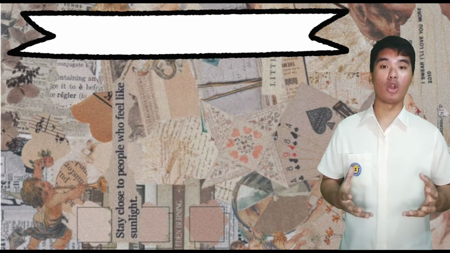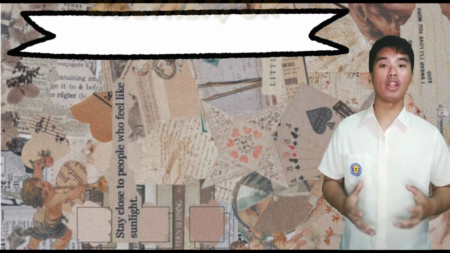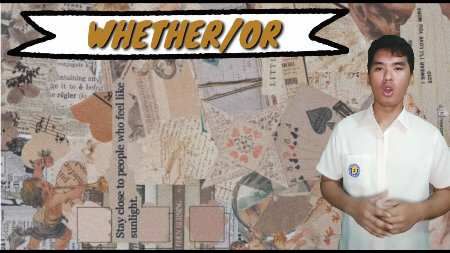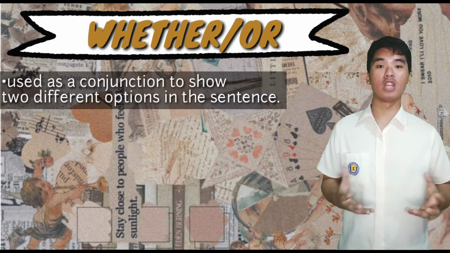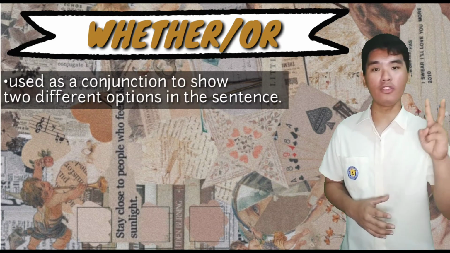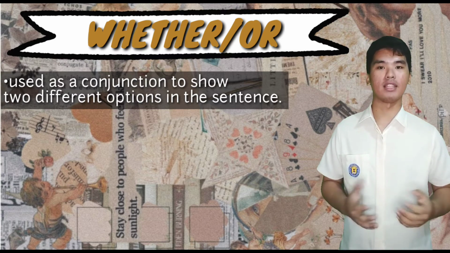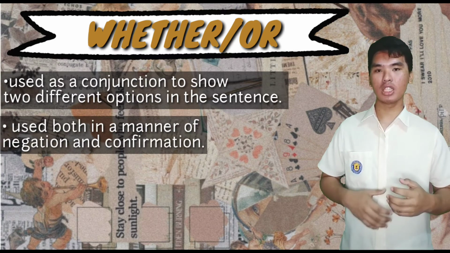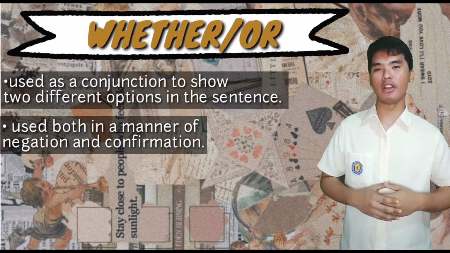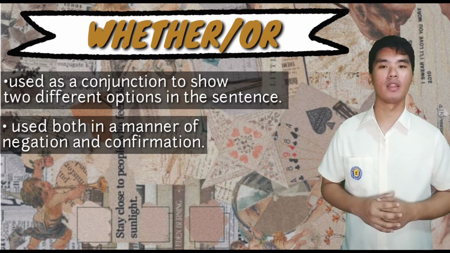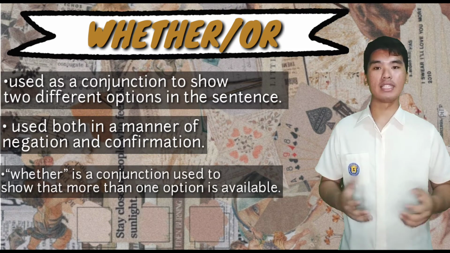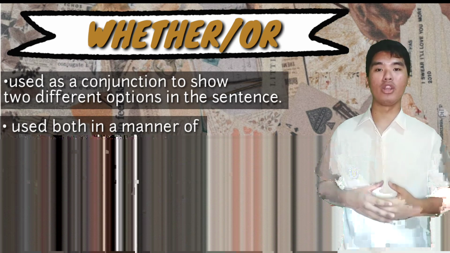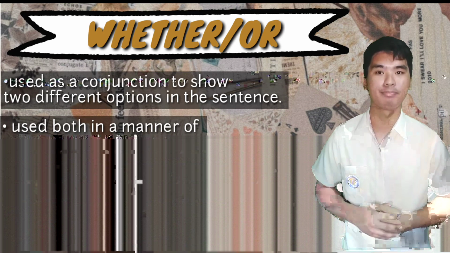Now let us come to our last pair, which is whether or correlative conjunction. Whether or is used as a conjunction to show two different options in the sentence. The conjunction can be used both in a manner of negation and confirmation. The word whether is a conjunction used to show that more than one option is available.